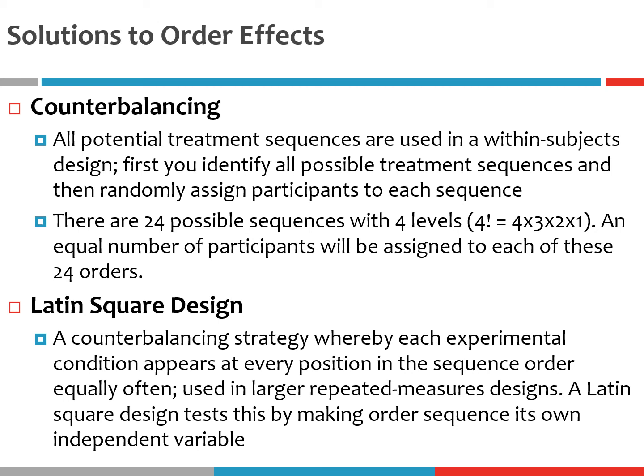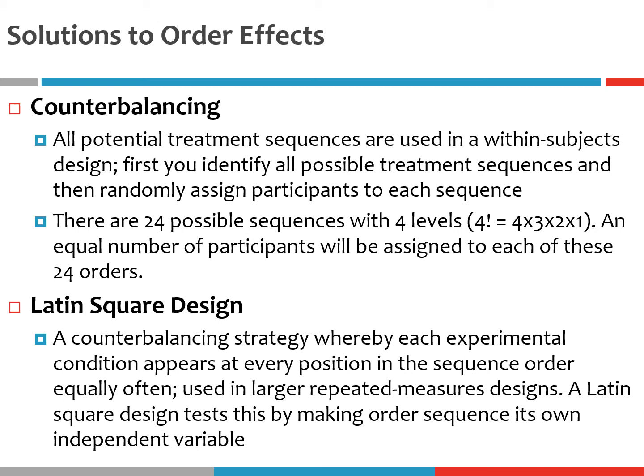If you have 5, guess what? If you have 5 levels or 5 treatments, it's going to be 120 orders. You don't want to randomly assign each person to one of the 120 different sequences. It's kind of ludicrous, right? There's too much work. But that's how you would do it to counterbalance.